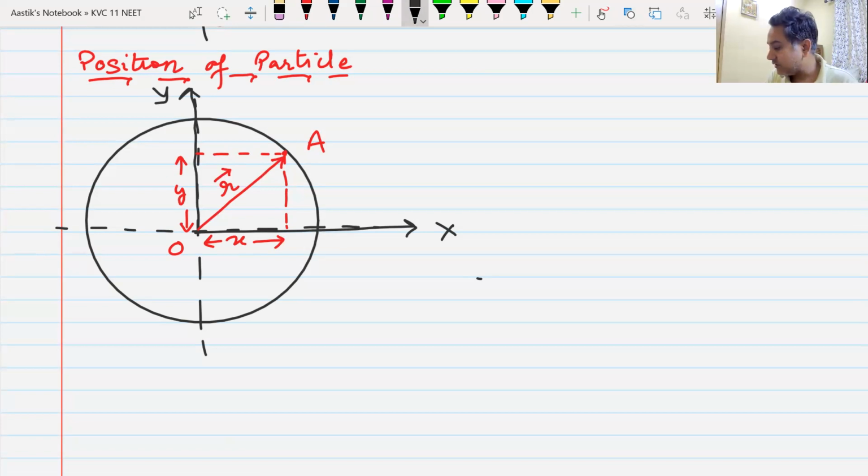I must not take this. This diagram is not good. Just erase it.